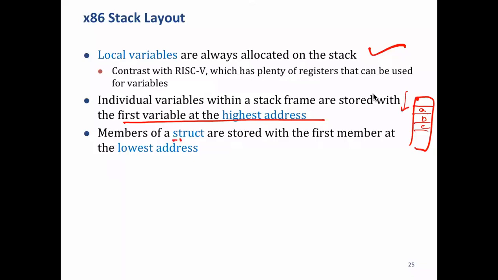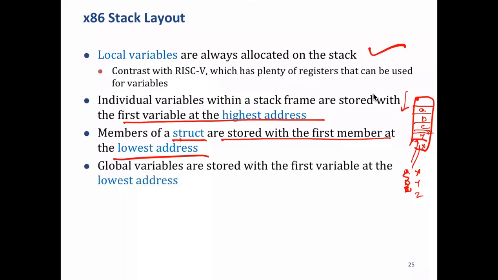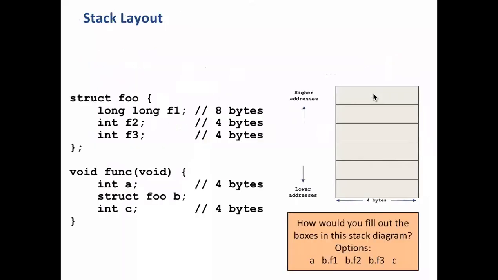in case of struct, the first member is stored at the lowest address. So it will go this way. If a structure has 3 variables, say X, Y, Z, the X will go here, Y will go at a higher address, and Z will go further up. So this order is reverse. Global variables are stored with the first variable at the lowest address, similar to struct. Now let's look at the example.